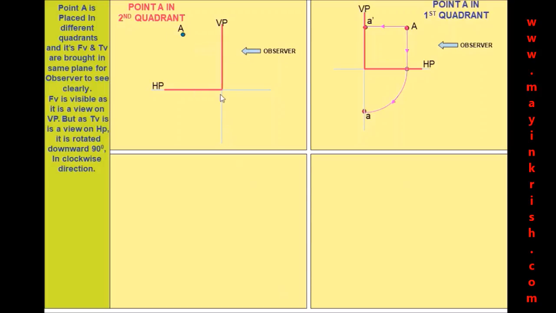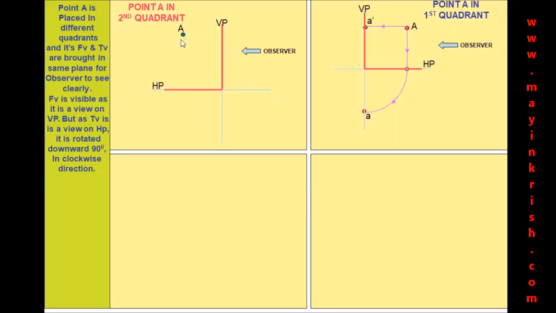So now to define any object which is in quadrant 2, we can define it with the help of these two terminologies, that is, behind the VP and above the HP. Now if we observe the projections of a point A which is placed in quadrant 2, the front view as well as the top view again lie on the vertical plane as well as the horizontal plane itself. If the observer views the front view, again he gets two things there.